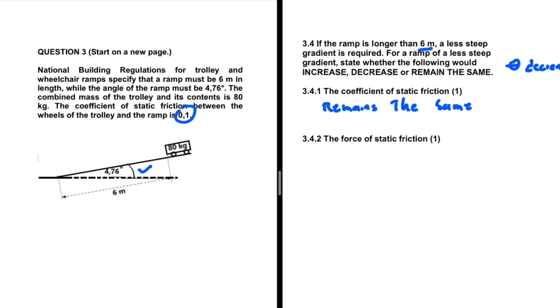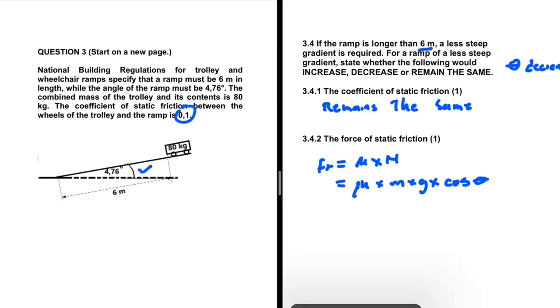And then now let's talk about the force of static friction. Let's go ahead and take a look. We know that it is given by the coefficient multiplied by the normal force, of which we have the coefficient multiplied by the mass multiplied by gravity multiplied by cos of theta. So take a look at this. We know that the coefficient will stay the same. The mass stays the same. The gravitational acceleration stays the same. So it's up to cos of theta.